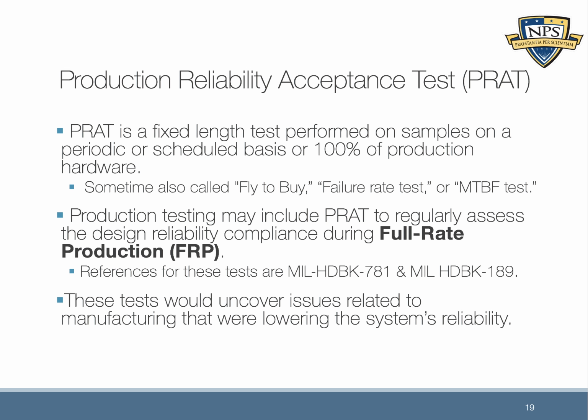So first of all, PRAT is Production Reliability Acceptance Test. So you can already gather by the title that it's conducted during production or manufacturing. And so PRAT is a fixed length test performed on samples on a periodic or scheduled basis or 100% production hardware. Okay.